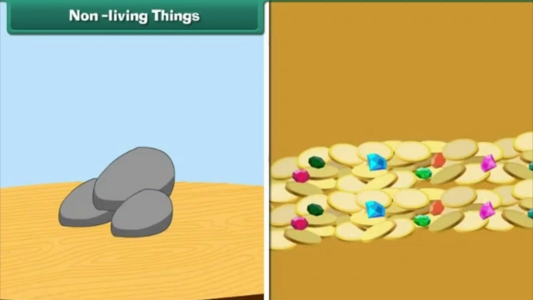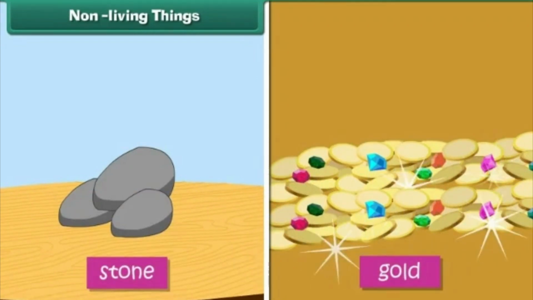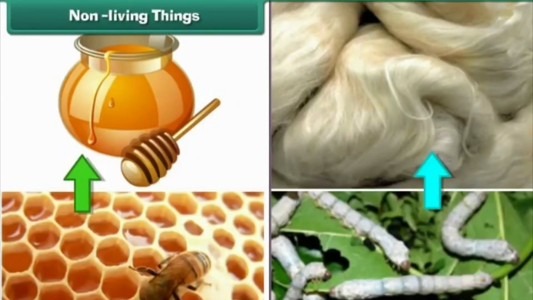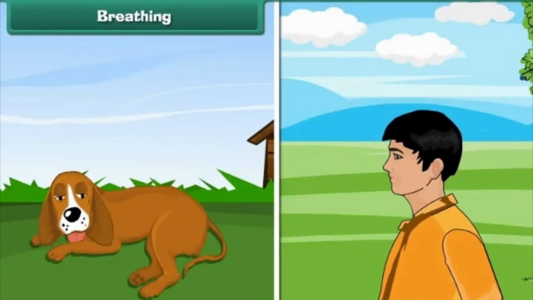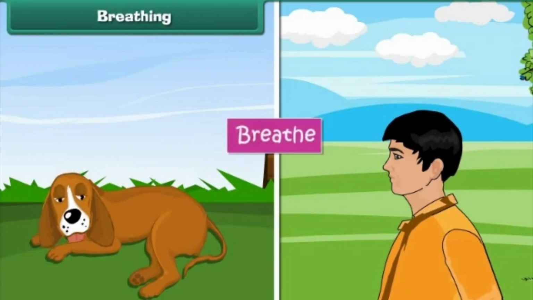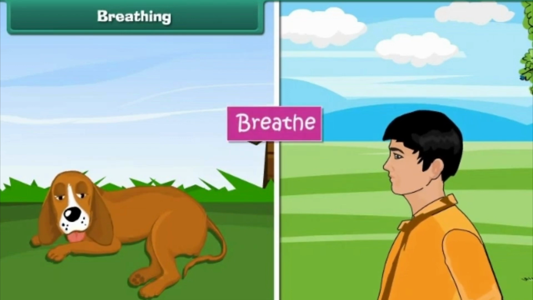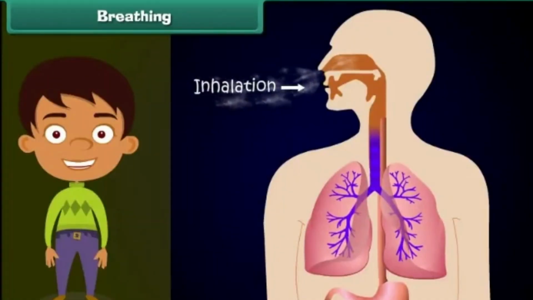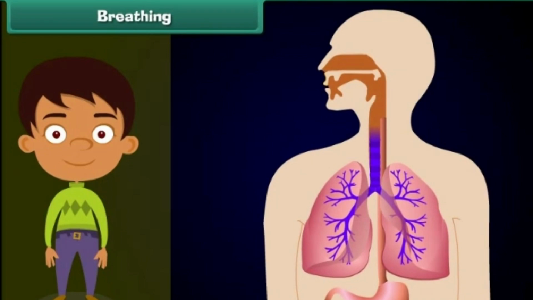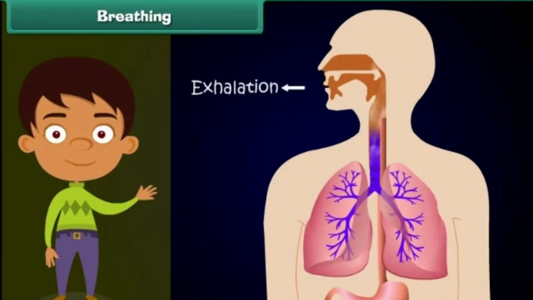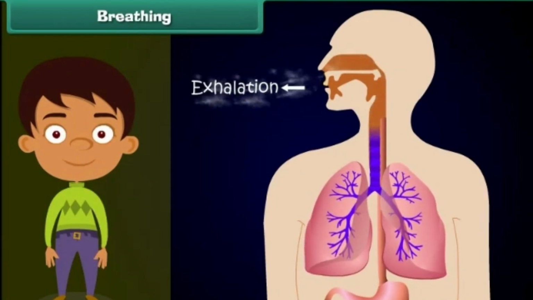Some non-living things are natural. Example, stone, gold, etc. Some non-living things are derived from living things. Example, honey, silk, etc. Breathing. All living things breathe. The process of breathing involves two steps. Taking oxygen-rich air into the body, known as inhalation. Releasing carbon dioxide-rich air from the body, known as exhalation.